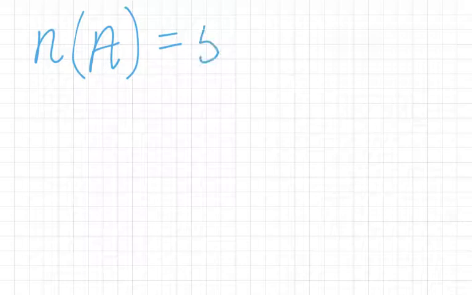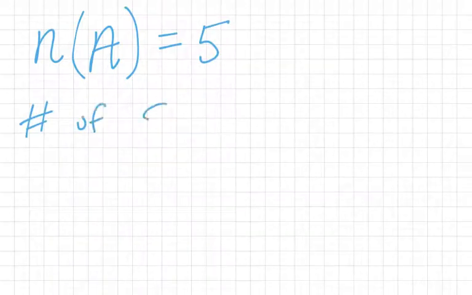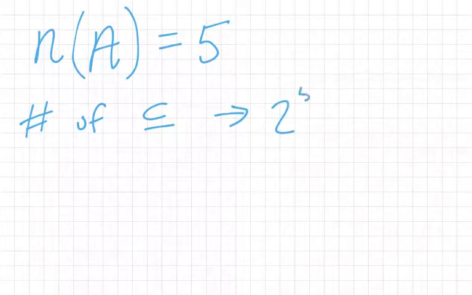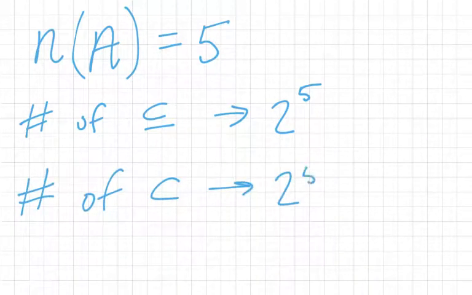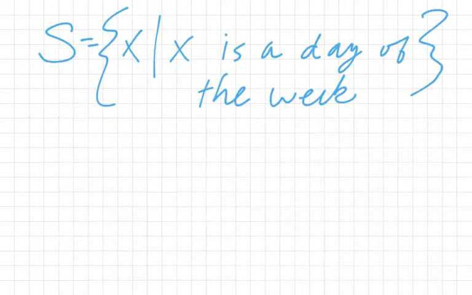So let's say I have set A and the cardinal number is equal to 5. Then the number of subsets is going to be 2 to the 5th. The number of proper subsets is going to be 2 to the 5th minus 1. So if we look at different sets, we can figure out how many subsets it has and how many proper subsets that set has.